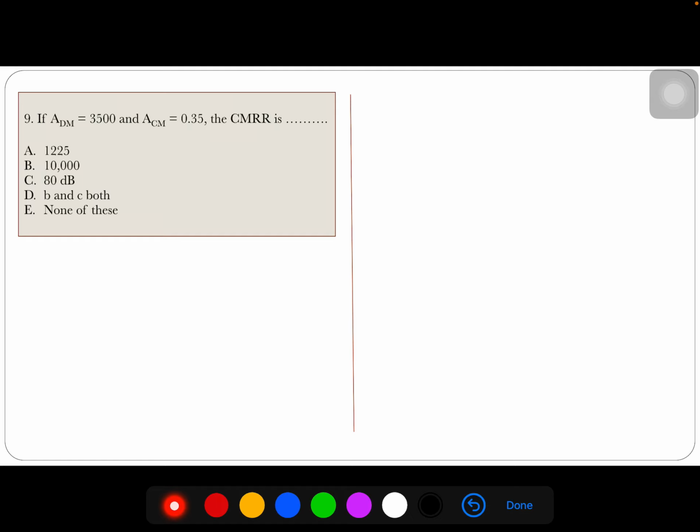Next question. You are given ADM, you are given ACM, and you are again asked to calculate CMRR. ADM means differential gain or differential mode gain, and ACM means common mode gain. According to the options, you will calculate CMRR both unitless and in decibels also. Okay. So the formula is AD upon AC. AD is given 3500, AC is given 0.35. From here, you will get the answer as 10,000 while solving in your calculator.